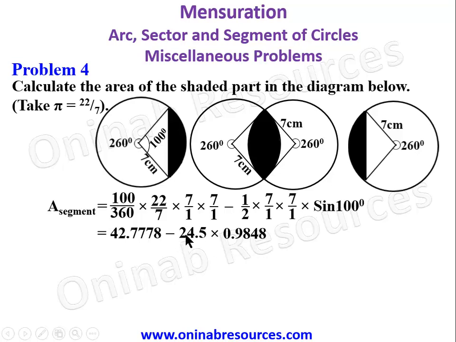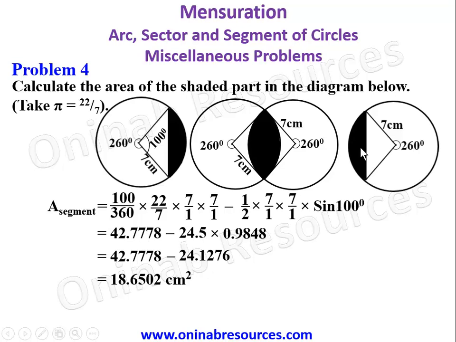Multiplying 24.5 by 0.9848 will give us 24.1276. Subtracting this, we have 18.6502 squared centimeters. That is the area of the shaded segment here, and the same thing, the area of the shaded segment here.